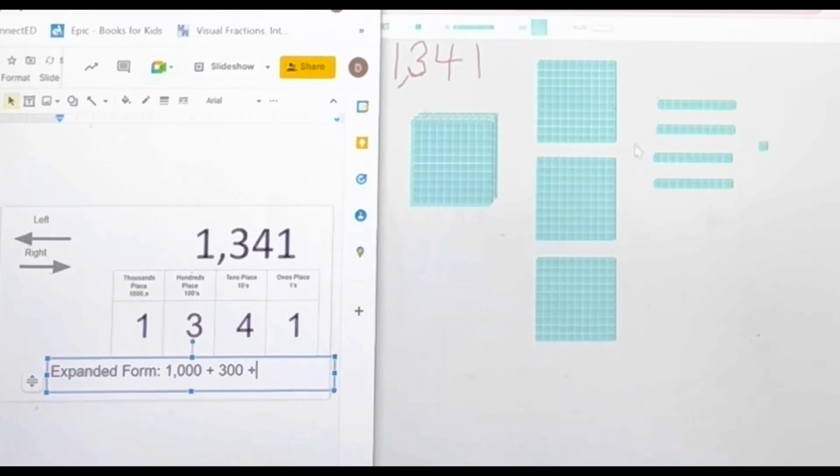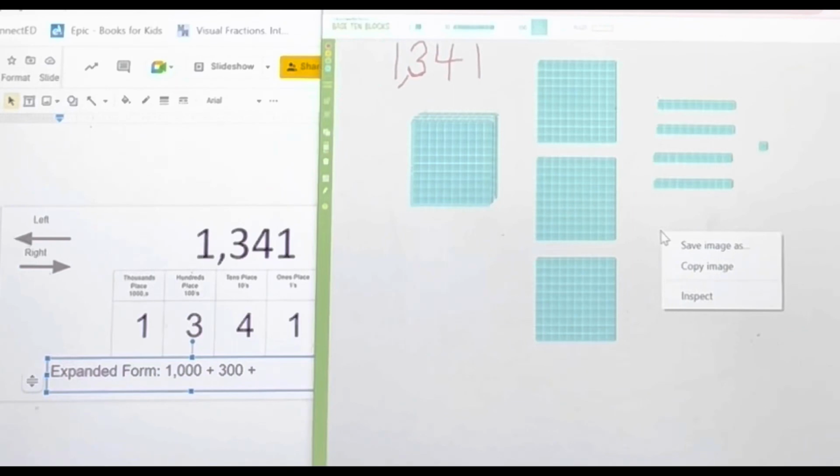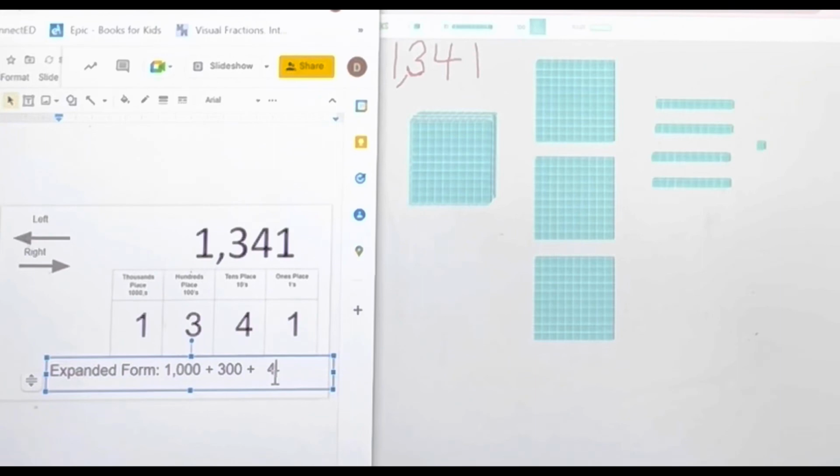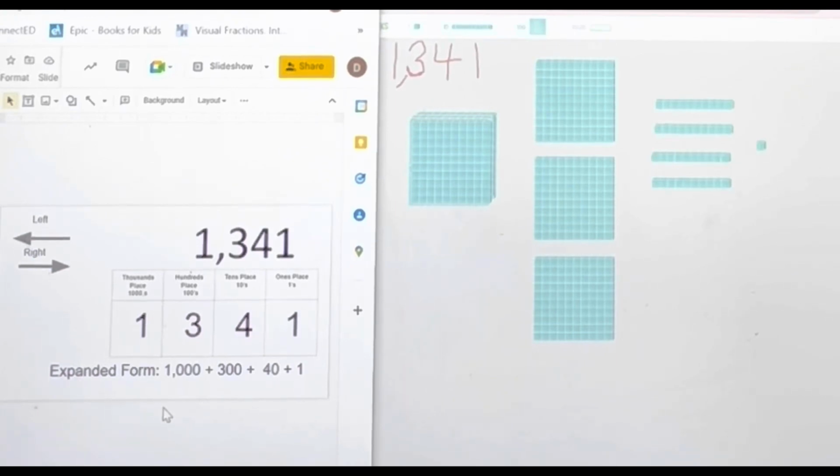All right, so the value in the hundreds place is 300. 4 tens, 10, 20, 30, 40. So the value in the tens place is 40. And 1 one. So the value in the ones place is 1. So we have our final answer. 1,341 in expanded form is 1,000 plus 300 plus 40 plus 1.